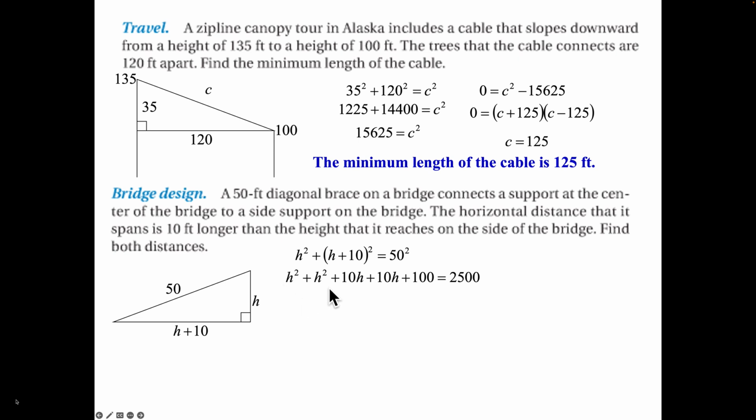Combine: 2h squared plus 20h, subtract over the 2,500, minus 2,400. We have a GCF of 2 to take out of each term. We can throw out that 2 and focus here: h squared plus 10h minus 1,200. Now here, let me tell you a little trick. Since this constant right here, what two numbers multiply to be 1,200 and subtract to be 10? Because there's two zeros, your number has to end in zeros.